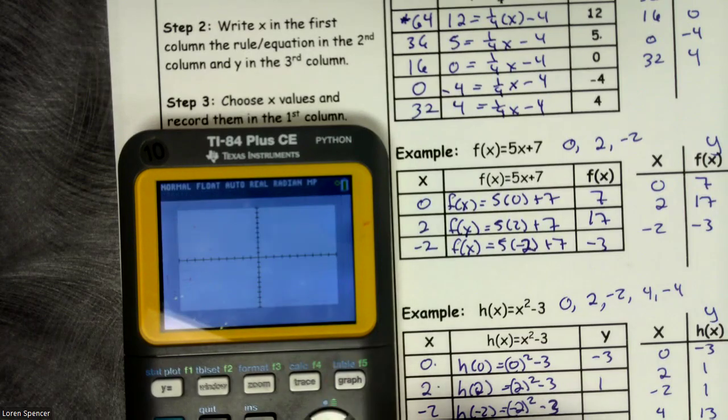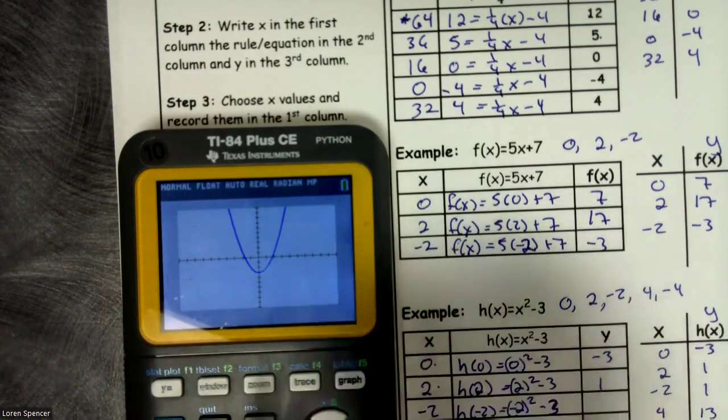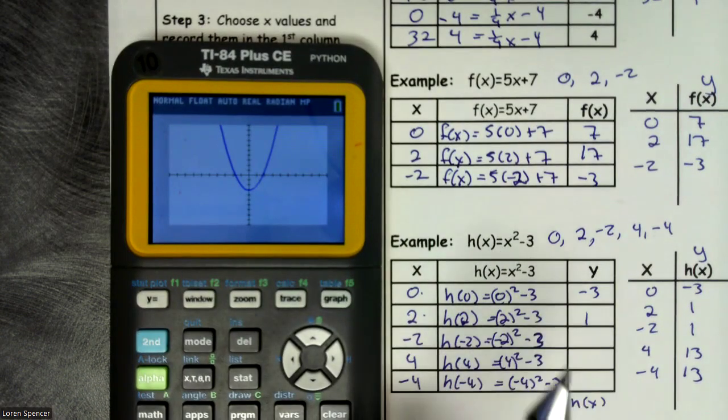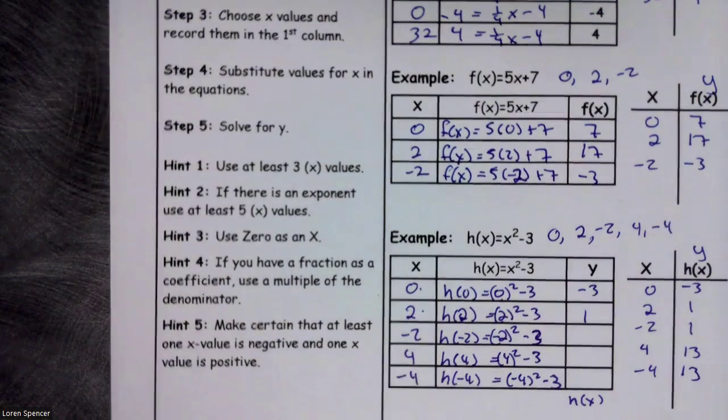So let's see what that graph looks like. I press graph. Hey, I get a parabola. This is a quadratic. And anything raised to the second power is known as a quadratic. So this is a quadratic. And this is what it would look like. Okay? Still works the same way.